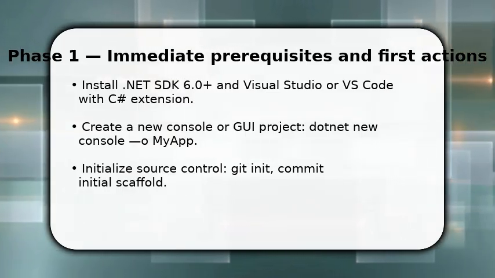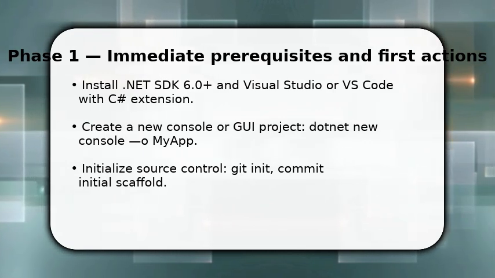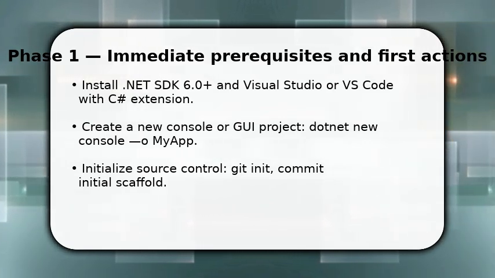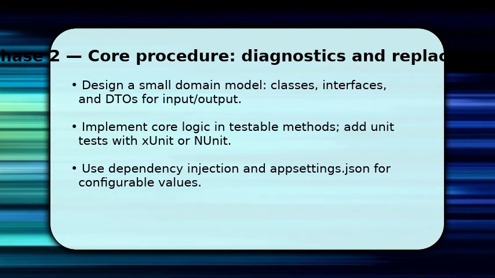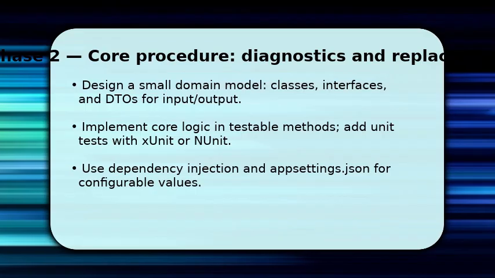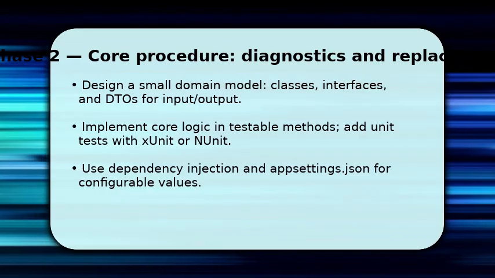Now focus on structure and testable logic. Define concise classes and interfaces that represent your domain. Avoid monolithic Program.cs. Inject dependencies instead of newing implementations, and keep configuration in appsettings.json. Write unit tests with xUnit to validate critical methods so you catch regressions early. Once tests pass locally, refactor for clarity and performance. Run dotnet test and dotnet build in CI.